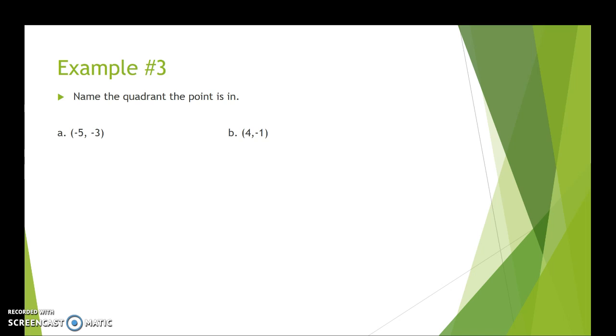Last type of question you'll see in this first section of Chapter 4 is naming the quadrant the point is in. So going back to that chart we had with quadrant 1, 2, 3, 4, you're going to decide, looking at the ordered pairs, your x value and your y value, does this fall in quadrant 1, 2, 3, or 4? Well, if it helps you, you can draw your coordinate plane. Remember, quadrant 1 is here in the upper right corner. Quadrant 2 is in the upper left, quadrant 3, and quadrant 4.